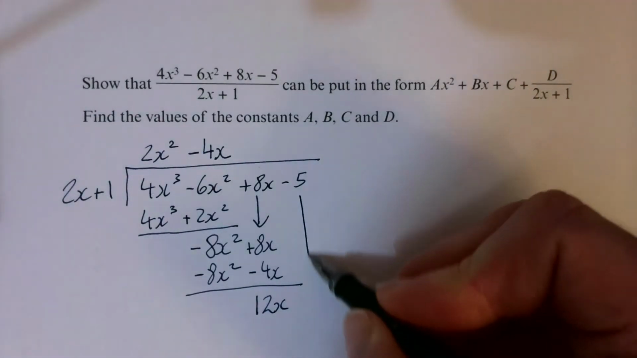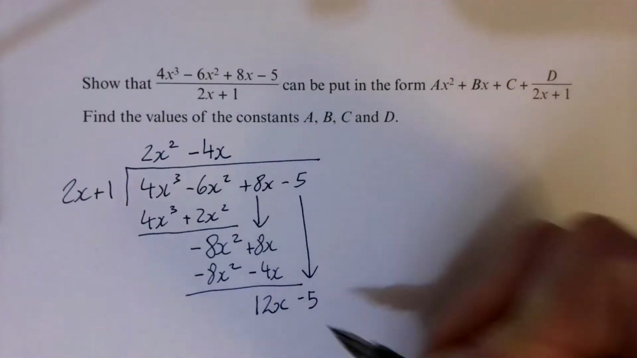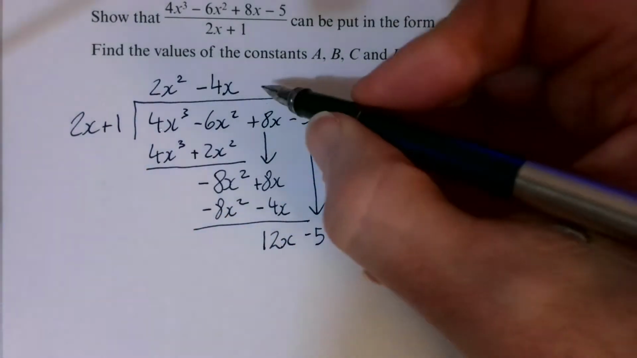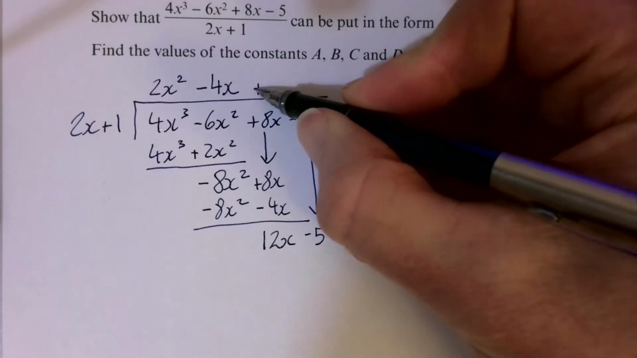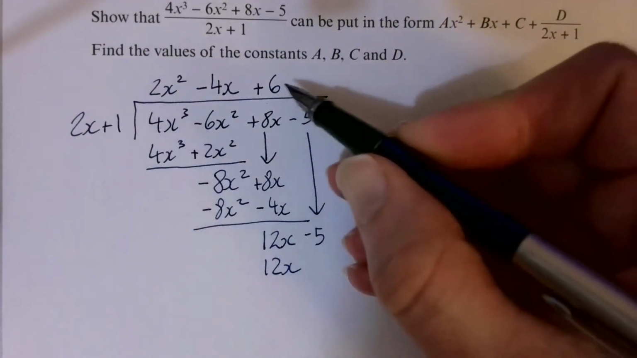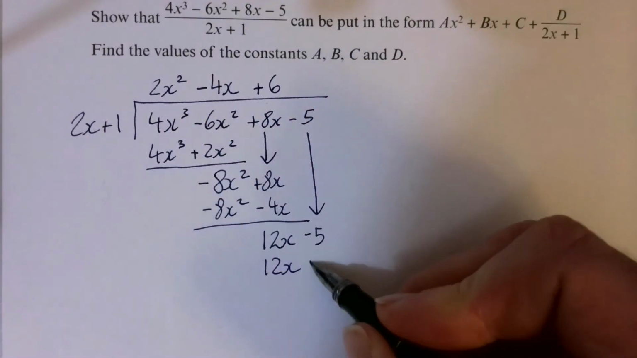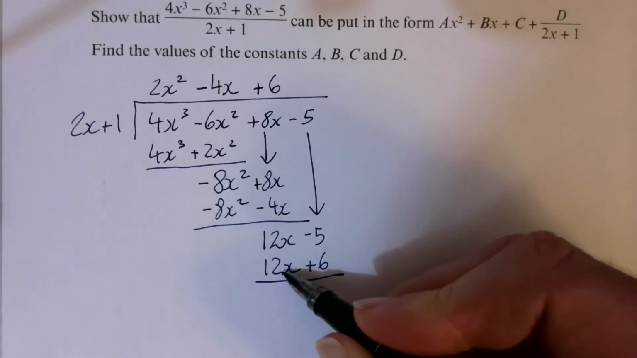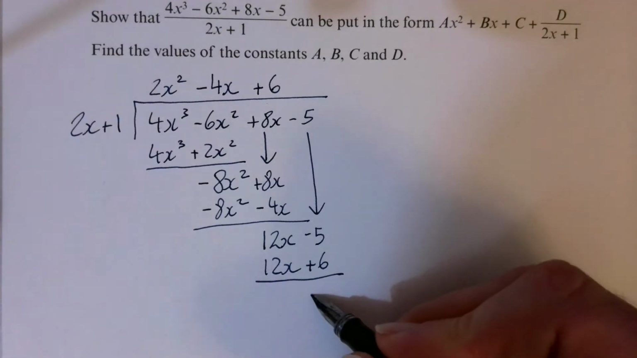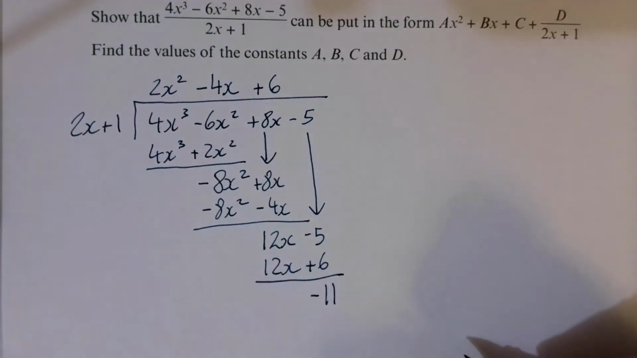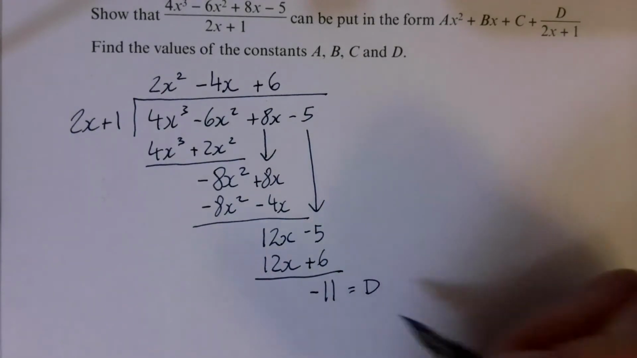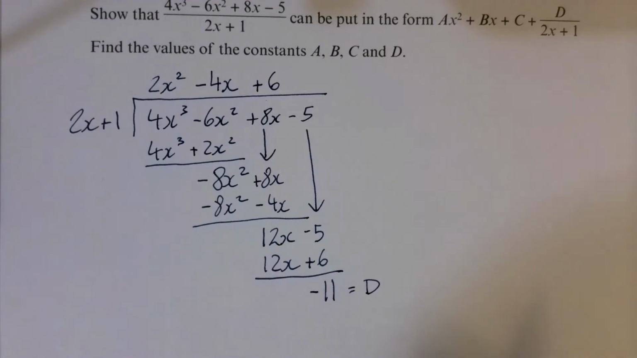right there. We drop the minus 5 down to here and divide 2x into 12x to give us plus 6, and 6 times 1 is 6. When we take 12x from that we get nothing. When we take 6 from negative 5 we get negative 11, and that means that that is going to be d, because that is our remainder.